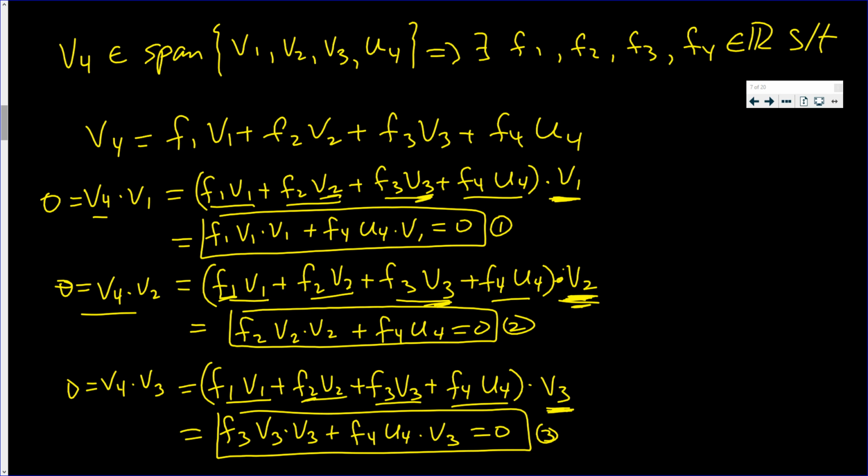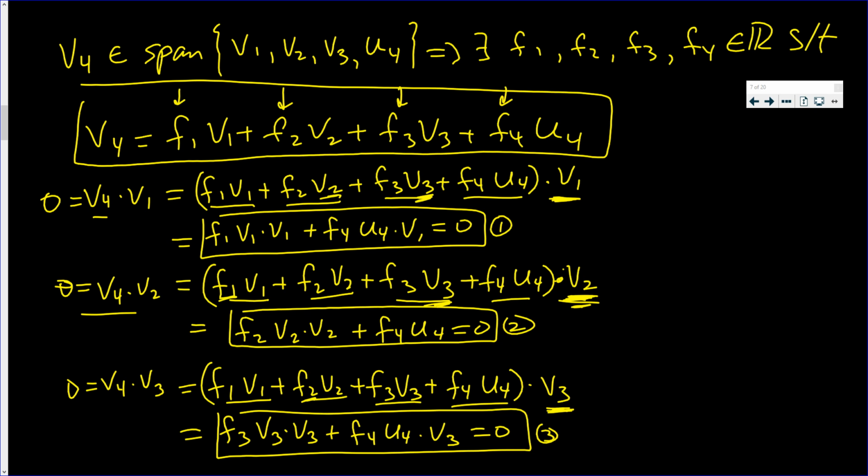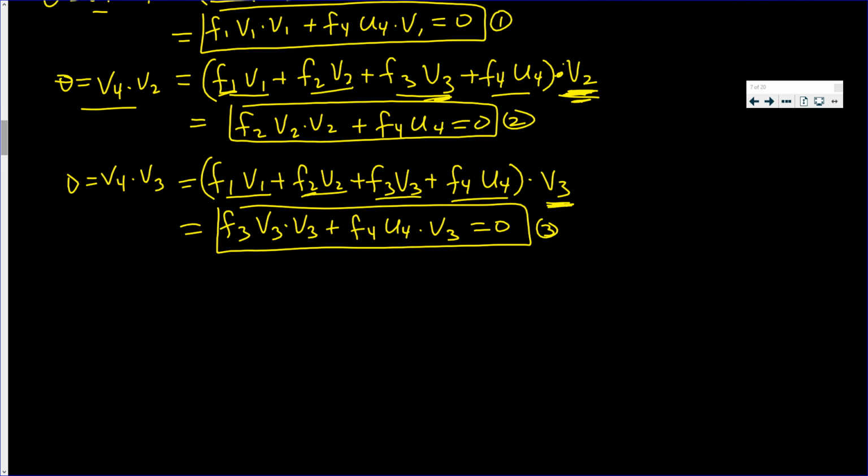Now we need to find the coefficients so that this will equal 0. So I need to find F1, F2, F3, and F sub 4. Then I know exactly what V4 equals. So let's see what we can do.